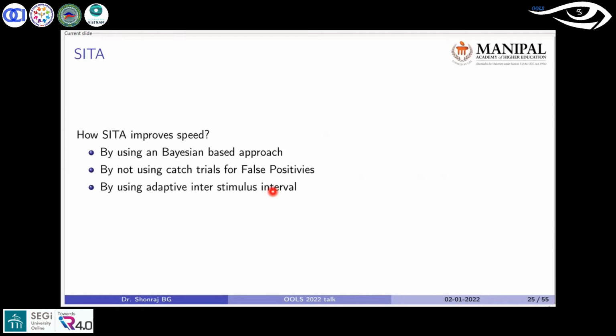You know what a false positive is. I'm not going to explain it to you, but briefly, you wait for a brief period of time and see whether the patient is responding or not. In other words, false positives are responses when there is no stimulus presented. So what you have to do is wait for some time, just mimic the sound, and see whether you are responding or not.